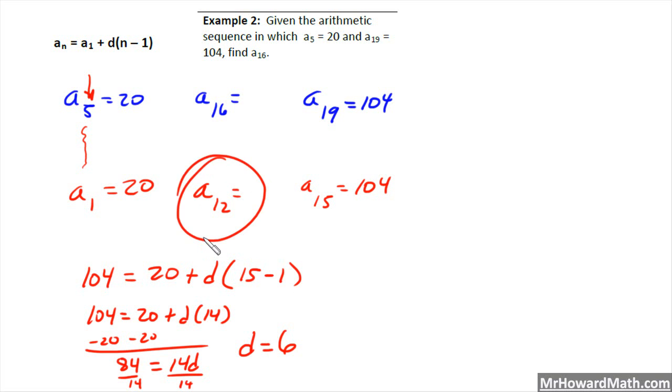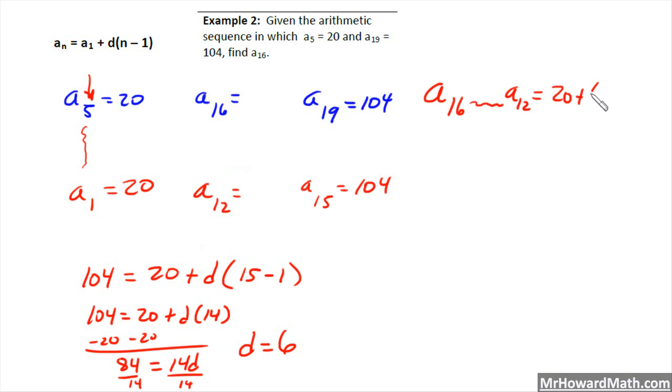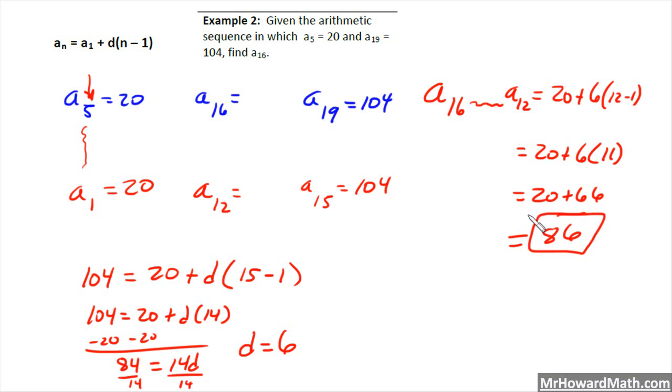Alright, so now we can find this term. So our a sub 16 value, which actually is adjusted to be a sub 12, is going to be equal to the first term, 20, plus the common difference value, 6, times the quantity n minus 1. Well, remember, we had to adjust our index to be 12, so it would be 12 minus 1, or 11. So next step is 20 plus 6 times 11. So that equals 20 plus 66, so that equals 86. So our answer is 86. A sub 16 is equal to 86.